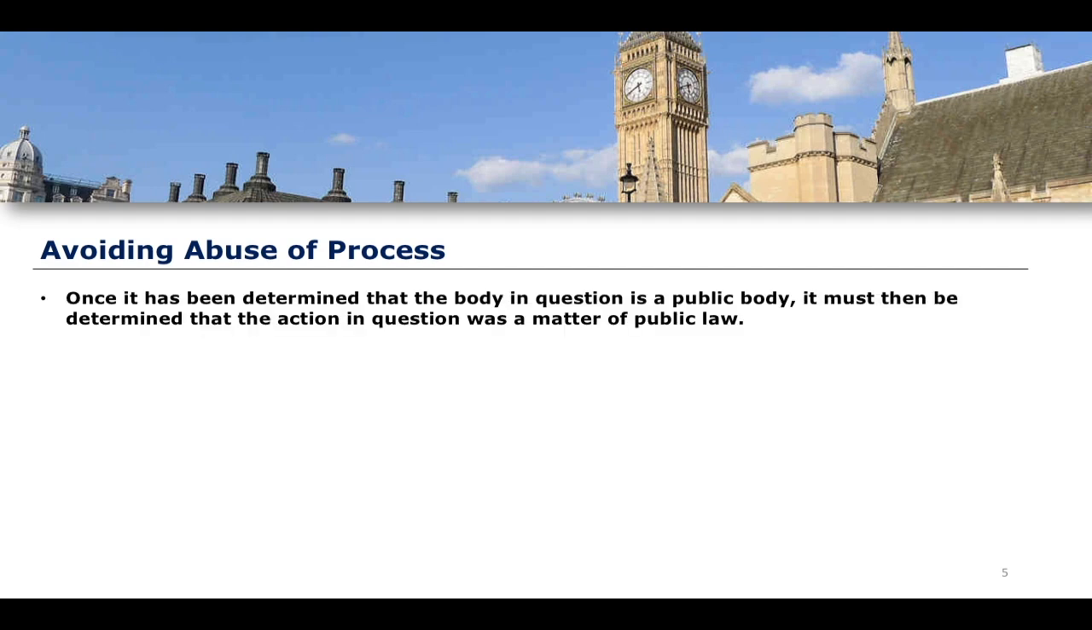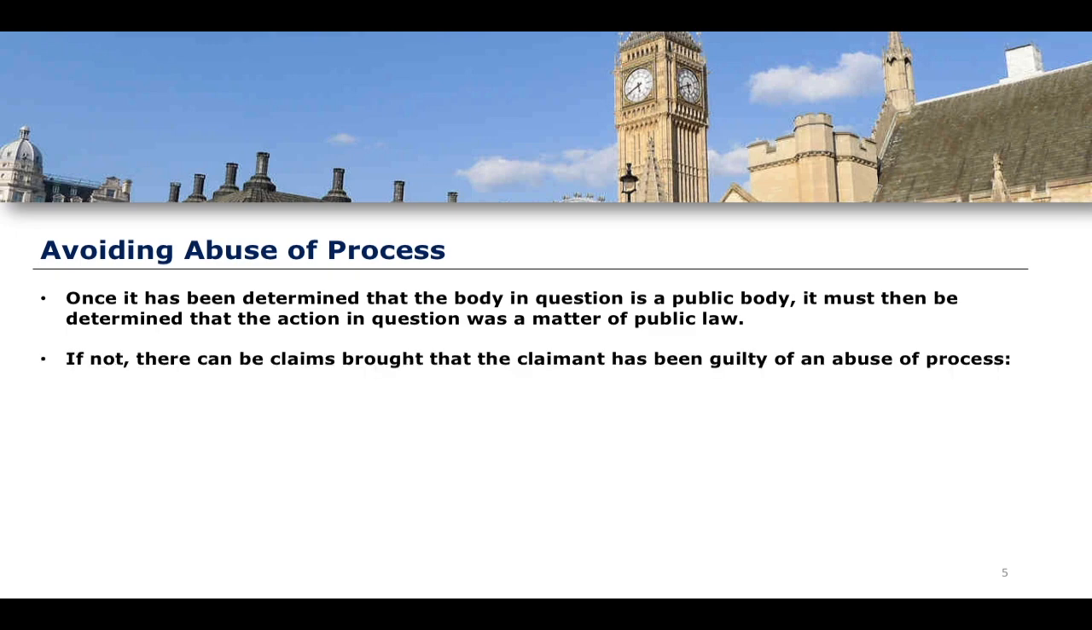Once it has been determined that the body in question is a public body, then it must be determined that the action in question was a matter of public law. That is the next question. If it is not, then the claimants who brought the claim could be guilty of an abuse of process.